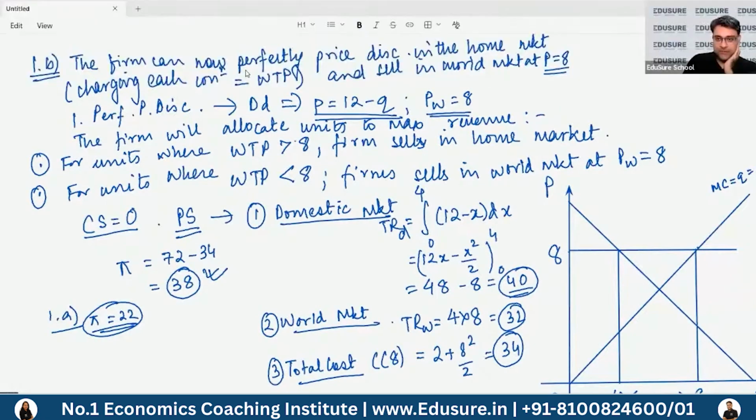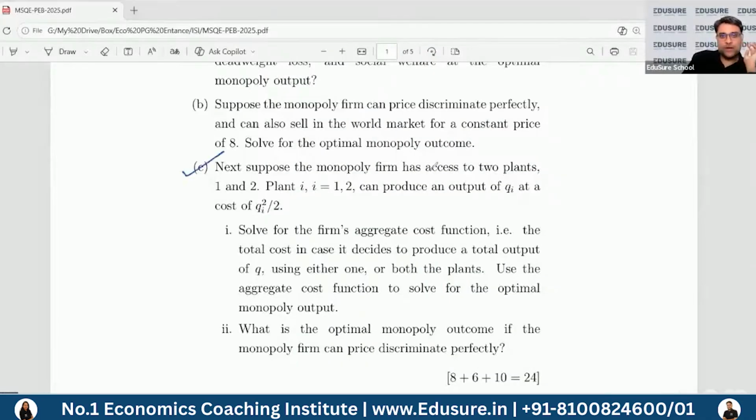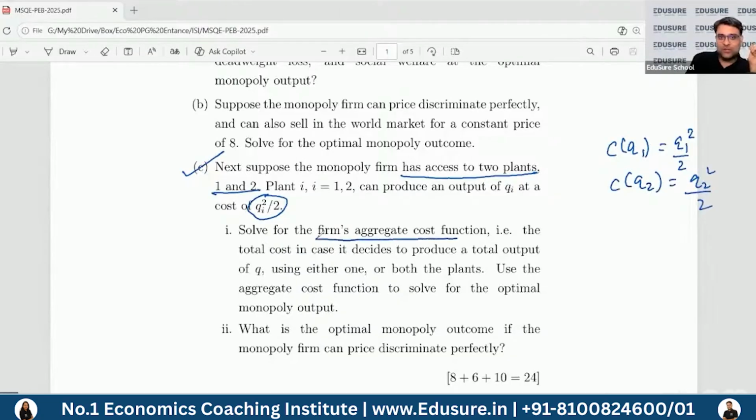Let's go on to the third part. Look at part C now. Next, suppose the monopoly firm has access to 2 plants, plant 1 and plant 2. Now, the cost of production at each plant is Qi square by 2. So in the first plant, it's Q1 square by 2. The second plant is Q2 square by 2. Solve for the firm's aggregate cost function.